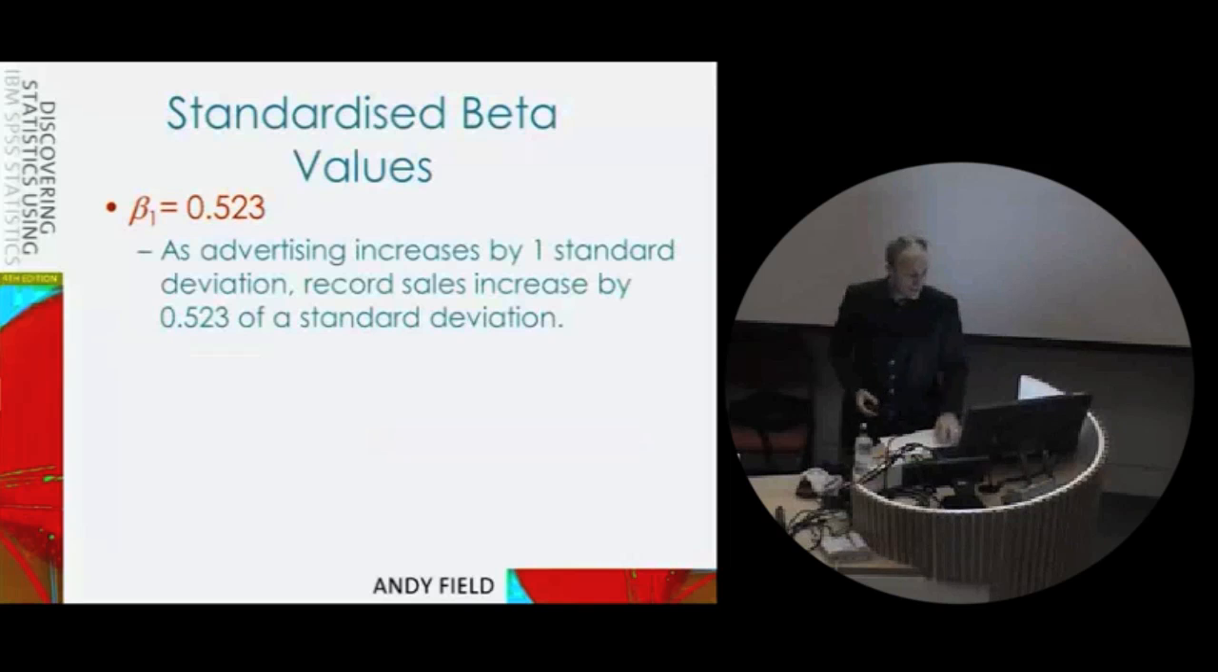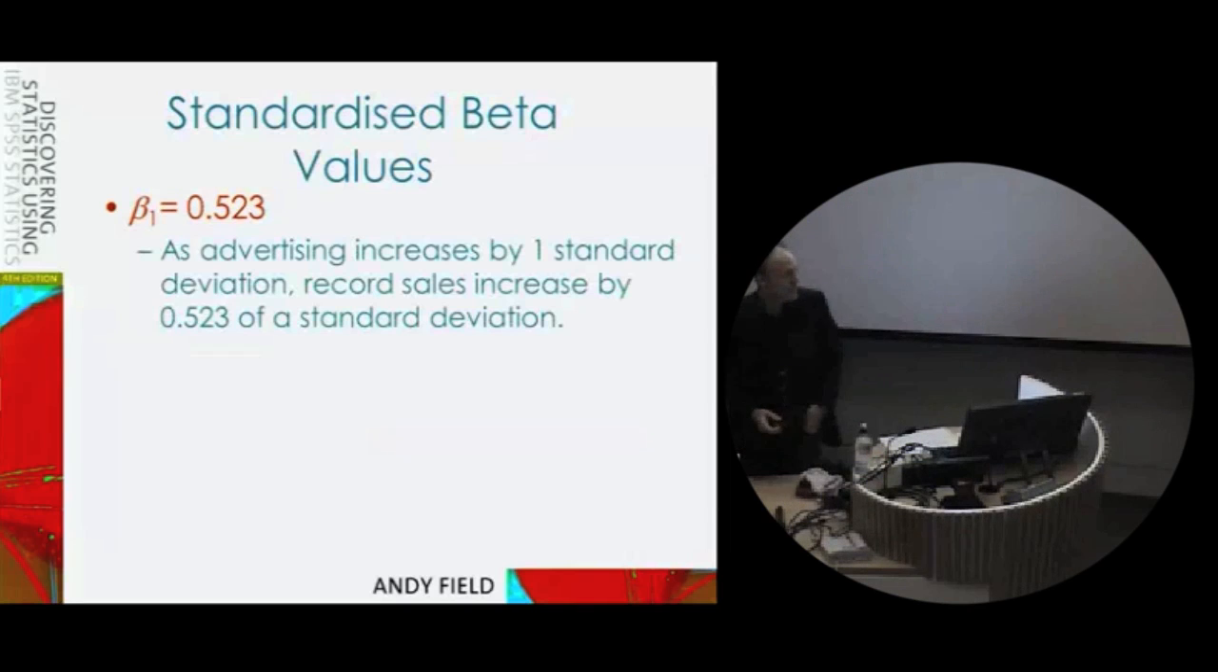Your standardized betas, like I said, are expressed in standard deviation units, which is as tedious as it sounds. So for advertising budget, it's about a half. So what this means is that as advertising increases by one standard deviation, whatever that may be, record sales increase by about half of a standard deviation.